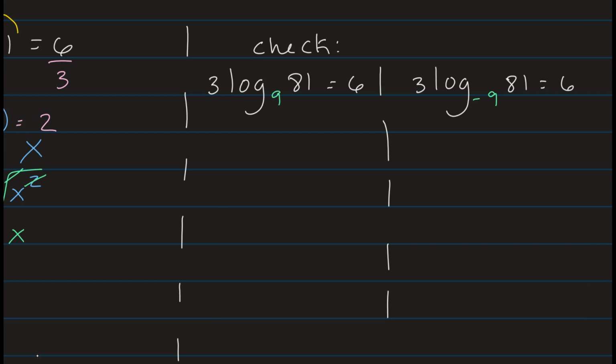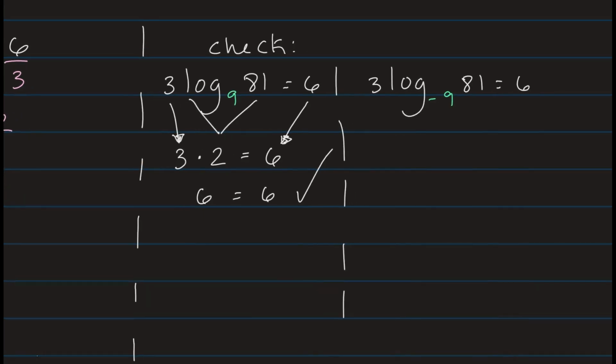You ask yourself, what power do you raise 9 to equal 81? You raise 9 to the power of 2 to equal 81. So this evaluates to be 2. And you just bring down the rest of this equation. 3 times 2 is equal to 6. Set equal, the right hand side is also 6. Both sides are 6, meaning our solution of 9 is valid.